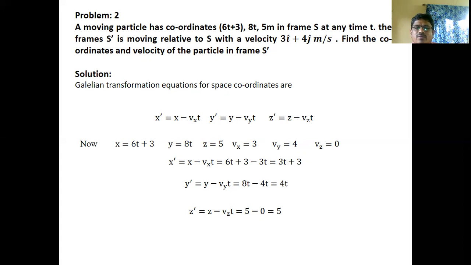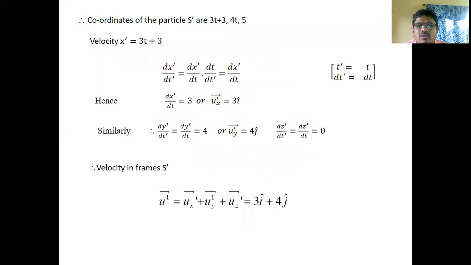So the equation of space coordinates: x dash is equal to x minus Vxt, that is equal to 6t plus 3 minus 3t, that is equal to 3t plus 3. Similarly, y dash is equal to y minus Vy into t, that is equal to 8t minus 4t, that is equal to 4t. Finally, z dash is equal to z minus vzt, that is equal to 5 minus 0, since there is no velocity along the z axis, that value is 0. So 5 minus 0 is equal to 5. Therefore the coordinates of the particle in S dash are 3t plus 3, 4t, 5.